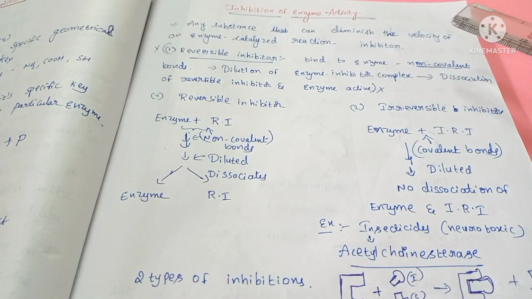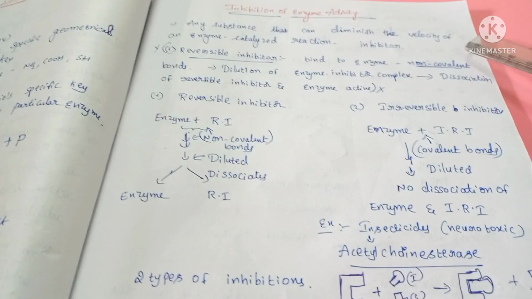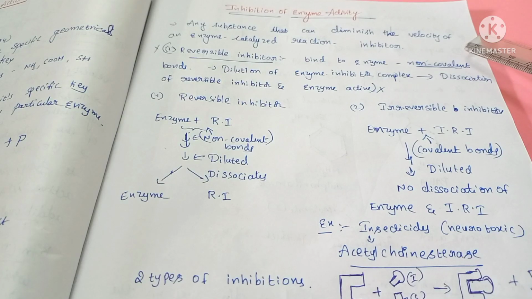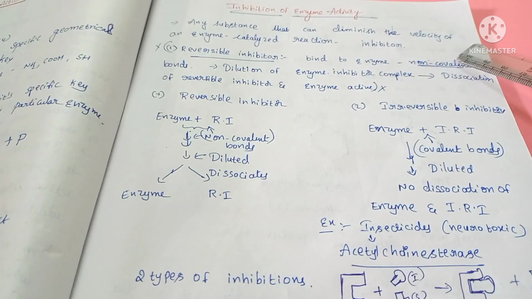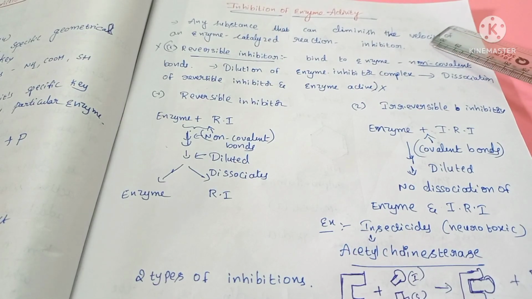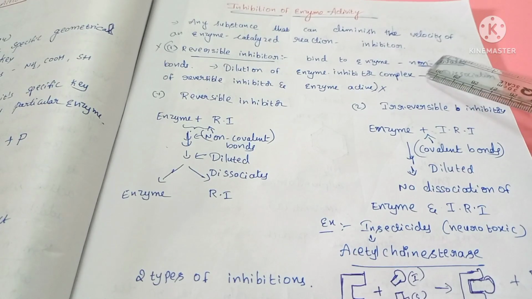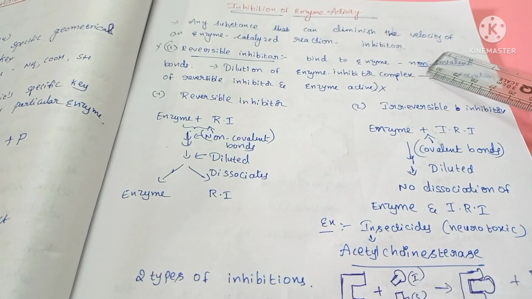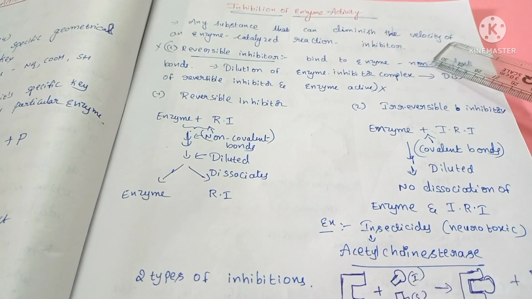Next one is inhibition of enzyme activity. Up to now we have studied different factors that affect enzymatic activity and the mechanism of enzyme action. Now we will see how enzymatic activity can be inhibited. What is an inhibition or inhibitor? Any substance that diminishes the rate or speed of reaction, or the velocity of the enzyme catalyzed reaction, is called an inhibitor.